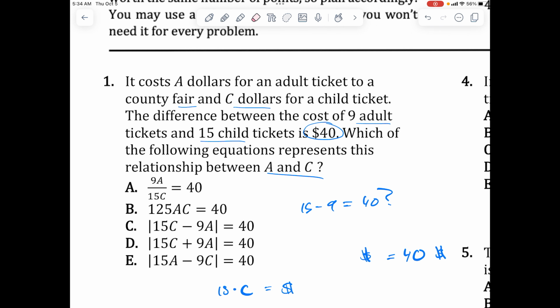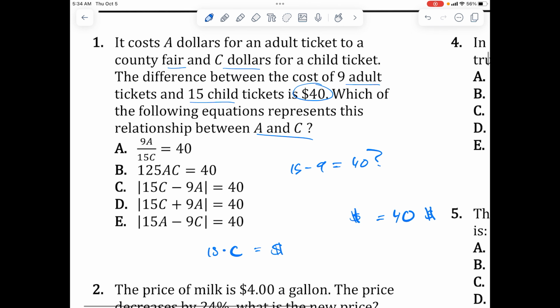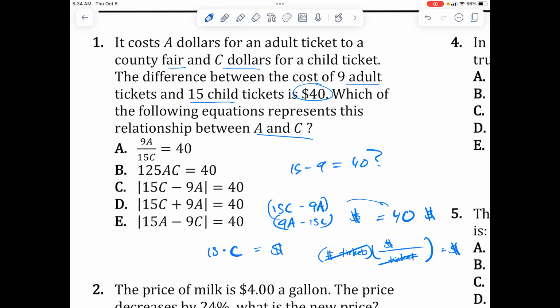If you want to do the units analysis, it's the number of tickets multiplied by dollars per ticket, right? So this unit and this unit would cancel out. It's the number of tickets. You end up with just dollars if you want to do like the units analysis. So if I do 15C minus 9A or 9A minus 15C, either one of these should give me $40.